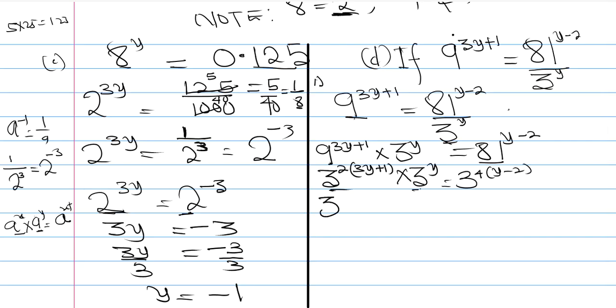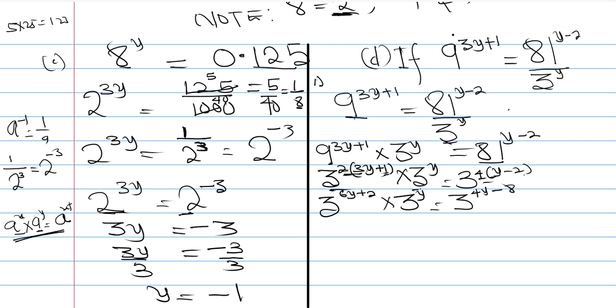Before that, let me just open the bracket here. This one will be 2 times 3y, 6y, and 2 times 1 is 2. Then 3 raised to power y stays. On the right, 4 times y is 4y, and 4 times minus 2 is minus 8.